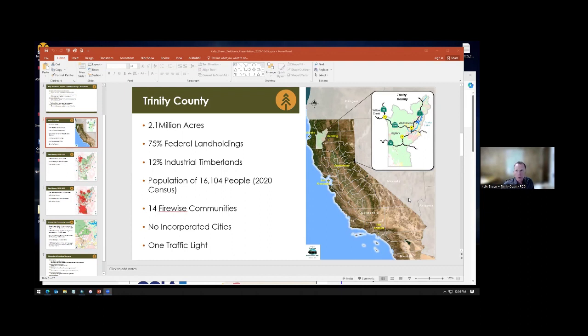And we do have one traffic light, which was quite a big to-do a couple of years back when it was installed.